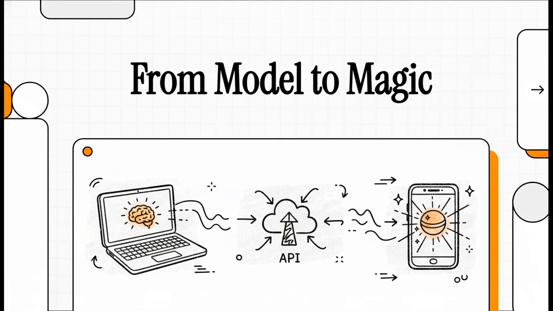So, you've done it. You've spent weeks, maybe even months, training a brilliant machine learning model. It's smart, it's accurate, but right now it's just sitting on your laptop. In this explainer, we are going to unlock its potential. We're going to turn that isolated file into a live, powerful application that anyone, anywhere can actually use.